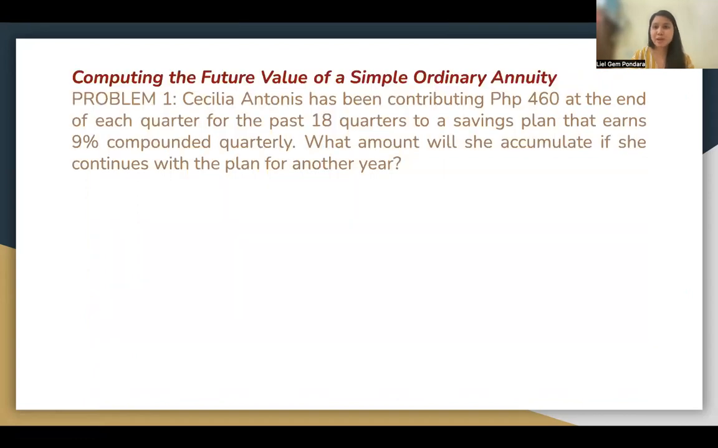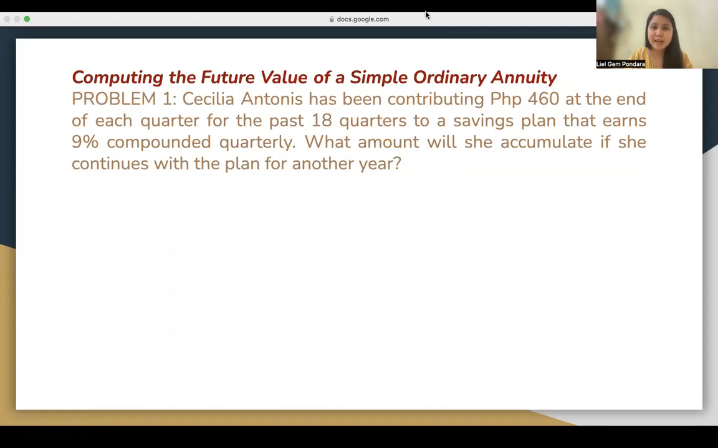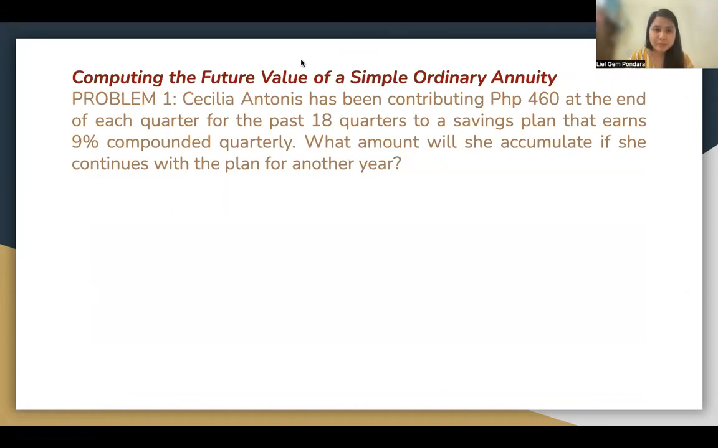Now let's start. Problem number 1. Cecilia Antonis has been contributing 460 pesos. That's our R, periodic payment, at the end of each quarter, for the past 18 quarters to a savings plan that earns 9% compounded quarterly. What amount will she accumulate if she continues with the plan for another year?